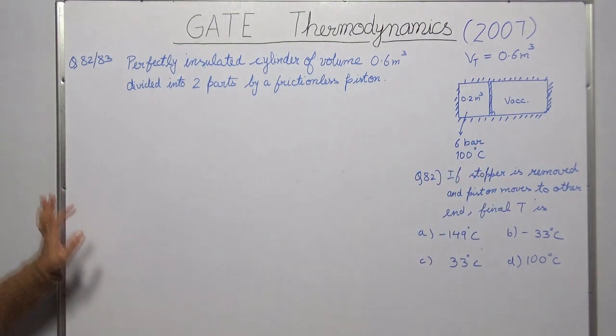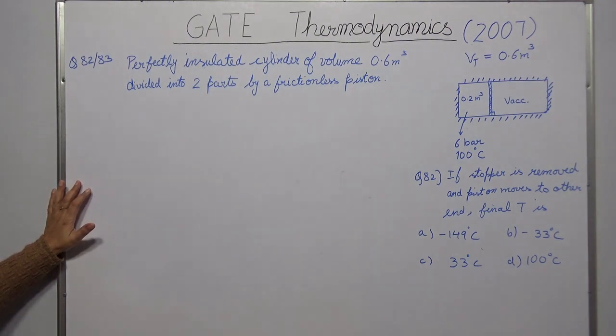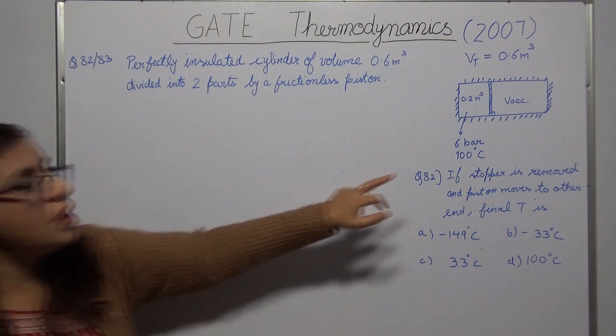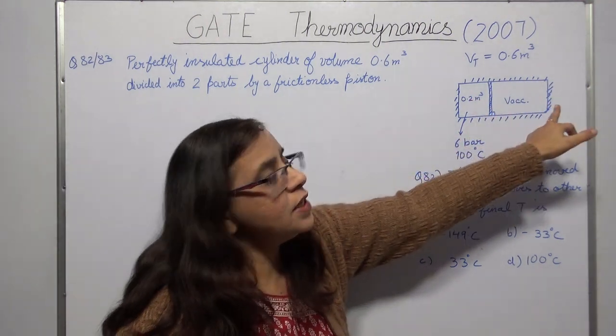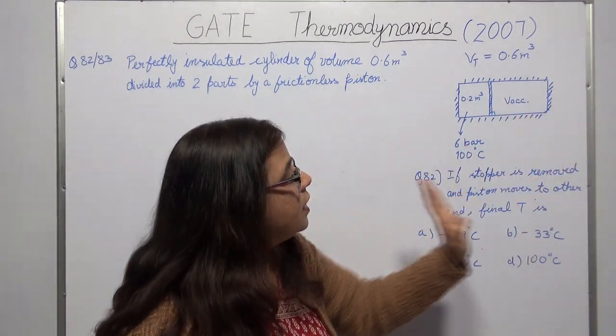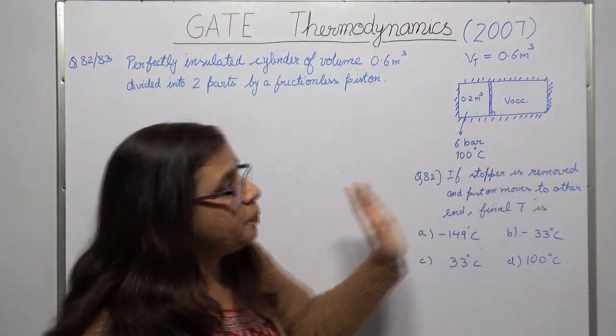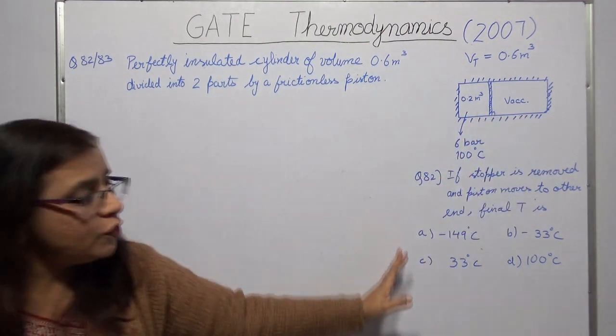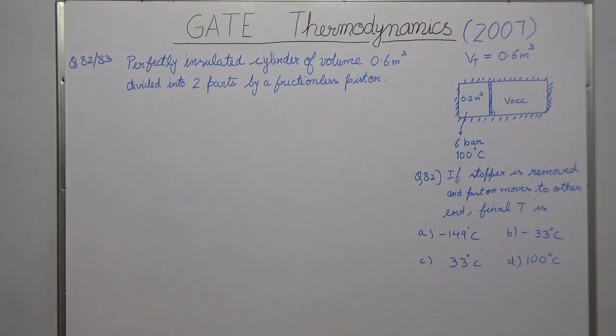Now the first question asks you that if at any instant of time this stopper is removed so that your piston can move freely to the other end, then what will be the final temperature? Now they have given you 4 options. Let's see what is the answer.